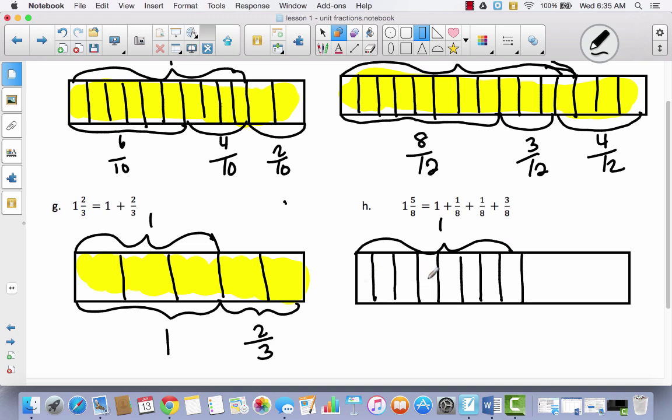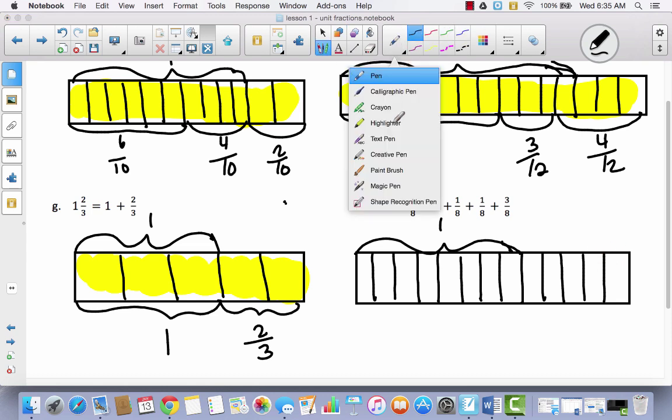1, 2, 3, 4, 5, 6, 7, 8. And then I need to make 5 more. So I'm going to come over here and I'm going to say that's 2 parts, 3 parts, 4 parts, 5 parts. I'm going to count, make sure I have 5. 1, 2, 3, 4, 5. So again, let's shade.